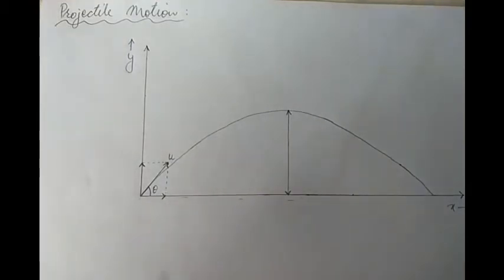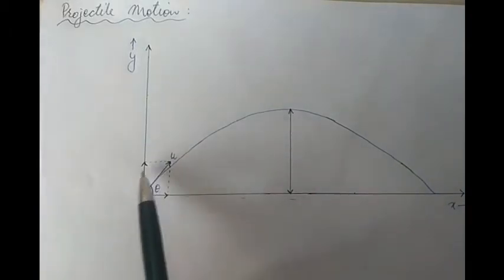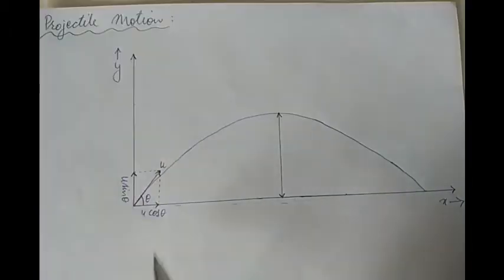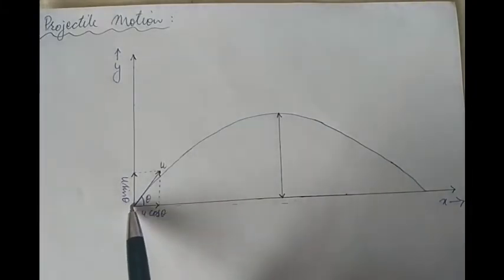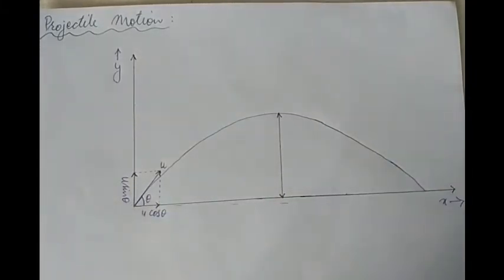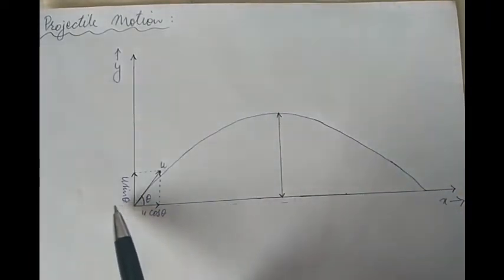Now this kind of a projectile motion can be looked at in terms of two independent motions, in the sense that this initial velocity u can be resolved into two mutually perpendicular components. So u cos theta is the horizontal component and u sin theta is the vertical component of this velocity u. And it is because of this horizontal component u cos theta that the body is traveling this horizontal distance, and the body is traveling this vertical distance because of the vertical component u sin theta of the initial velocity.